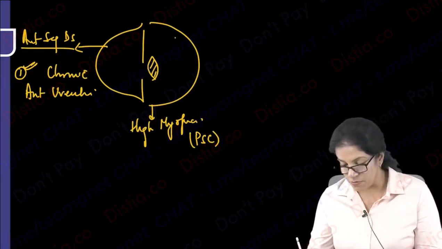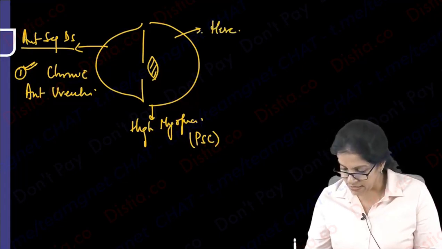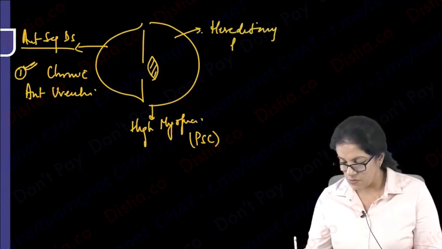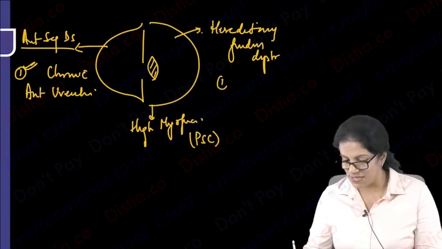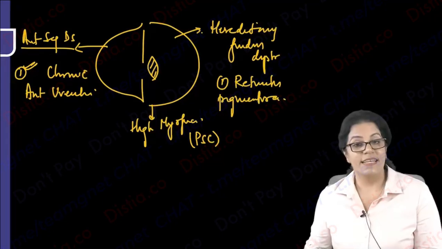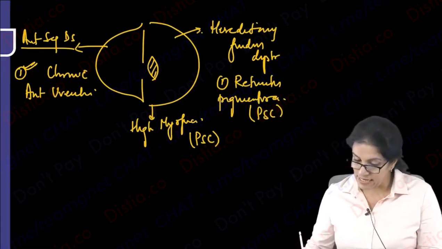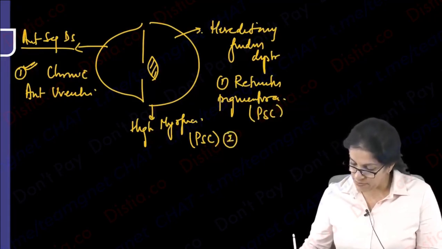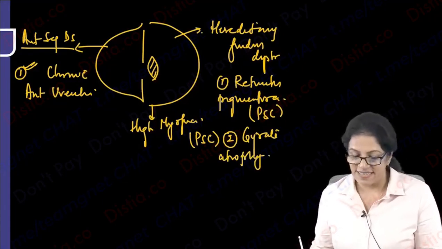Another important posterior segment disease apart from this would be hereditary fundus dystrophies. When you say fundus dystrophy, we are talking about most importantly retinitis pigmentosa. This is a very important topic for you all. We'll deal with it in the retina chapter. Retinitis pigmentosa, again it is PSC. Then let us learn about gyrate atrophy as a cause of night blindness. It's a choroidal dystrophy.